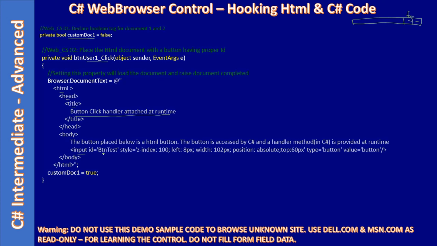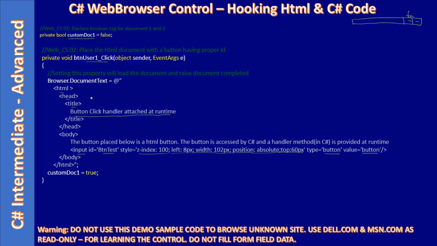Type is input, ID is button text, and this one you can skip. This is just a styling attribute. Without that also your code will work, but here we specified some style for our button with position absolute, top 60 pixel, size, all those things. Next, type we provided as button and value is button. So remember, ID is btnTest here. That's all. So this is the HTML document we cooked on the fly and we assigned it to the document text.